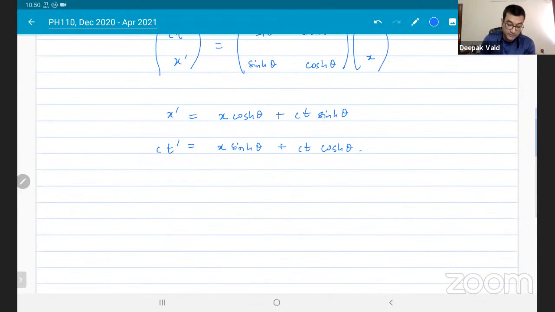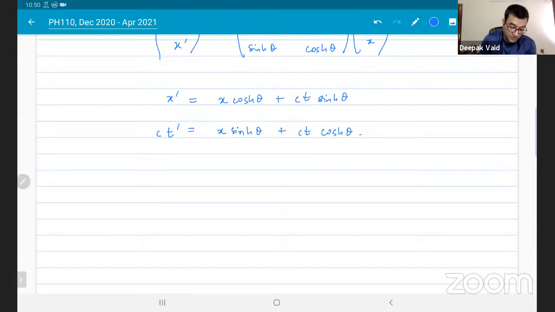Now the question is, what is this theta, right? This theta we don't know yet. So, well, if you divide the left hand sides of both equations, so if you take x prime and divide it by ct prime, what does this give you? This gives you v prime by c, right? This gives you the velocity in the prime coordinates, the velocity of whatever our object is, whose coordinates are given by x prime and t prime.